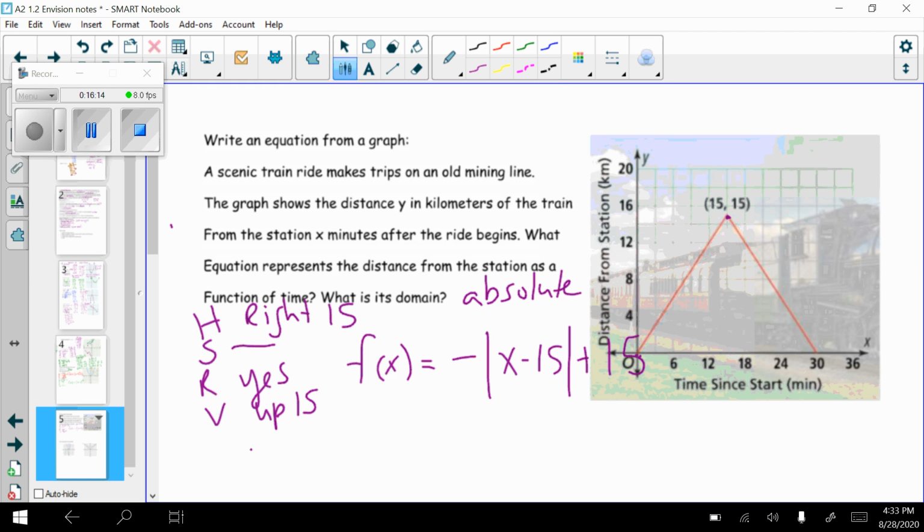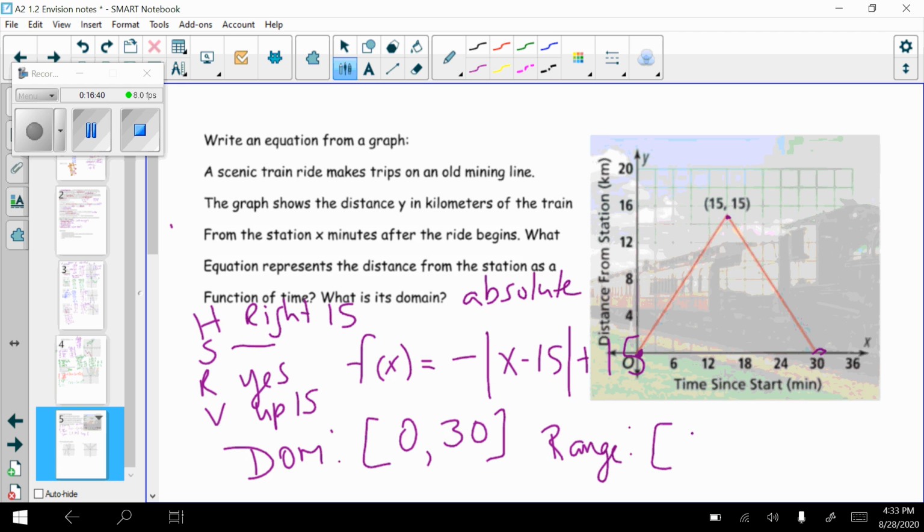So now we want to find out what the domain is. Remember that domain are our x values. We start from the smallest x value, so we start at 0. It's included, so bracket 0, comma, the largest x value out here is 30. It is also included, so bracket 30. Just to review, let's go ahead and find the range as well. Remember, range are y values. The smallest y value on the graph is 0, included, brackets. The biggest y value is up at 15, also included, brackets. Okay.